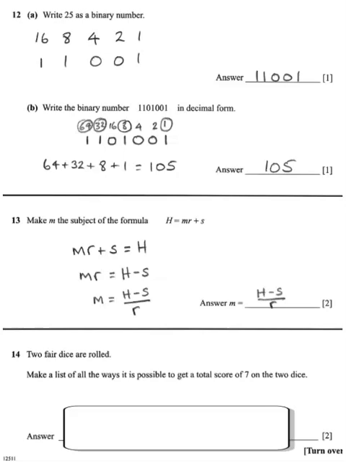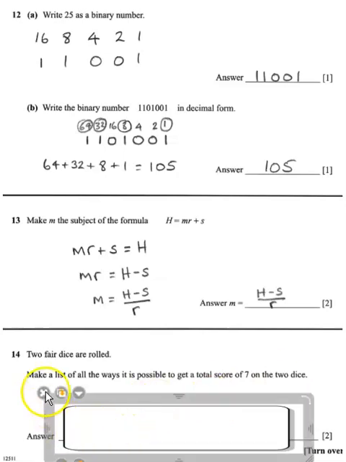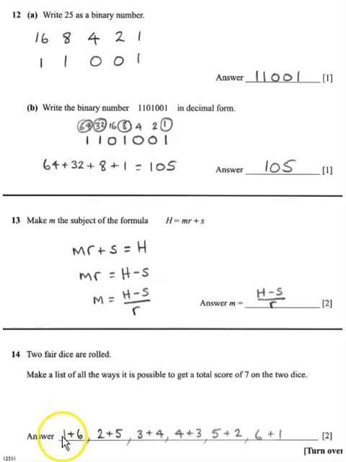So question 14 says 2 fair dice are rolled. Make a list of all the ways it is possible to get a score of 7 on the 2 dice. So you have to look at it as the first number would be the first dice. So if the first dice comes up as 1, the second dice should come up as 6. First dice comes up as 2, the second one should come up as 5. 3 and 4, 4 and 3, 5 and 2, 6 and 1. These are all the possible outcomes you could get for 7 from throwing 2 dice together.